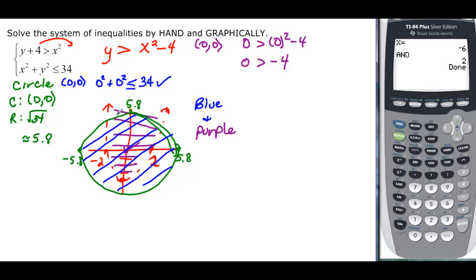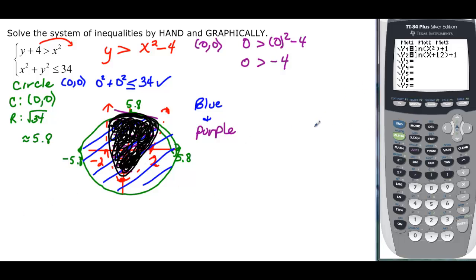And that's everything inside the circle and inside my parabola, but not including my parabola, although I can include the circle. Okay, so I can include that circle arc and everything in between, but just not quite to my parabola. It's the dotted line, so I'm going to show you just a shy inside it so you realize that it's not including that parabola. And if I do it graphically, there's a couple of things you need to know.